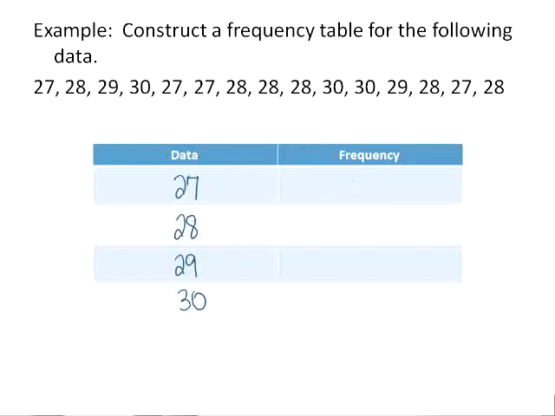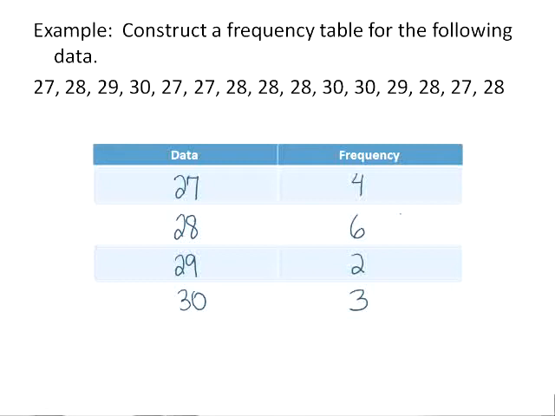So for a data point of 27, there are 4 of those. There are 6 of the 28s. There are 2 of the 29s. And there are 3 of the 30s. So the frequency table just organizes your data and tells how often each one of those data points occur.